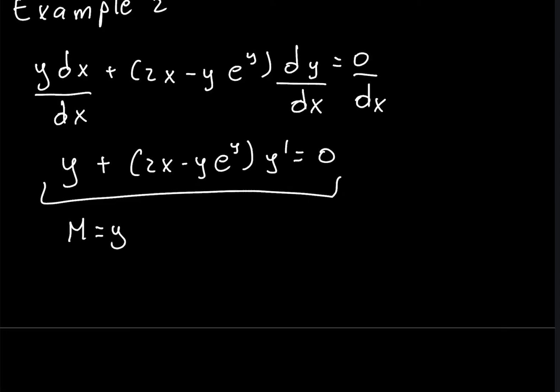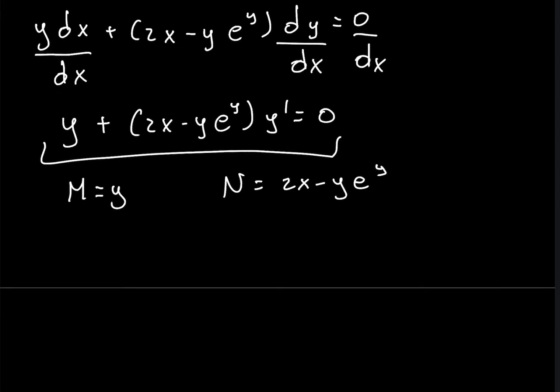So from here we can say that M is equal to y and N is equal to 2x minus y e to the y. Okay, so now if they are exact, then we should have that the partial derivative of M with respect to y must be equal to the partial derivative of N with respect to x. So let's see what we get. Here on the left hand side we get 1, and on the right hand side we get 2. As we can see, these are not equal, so they're not exact.